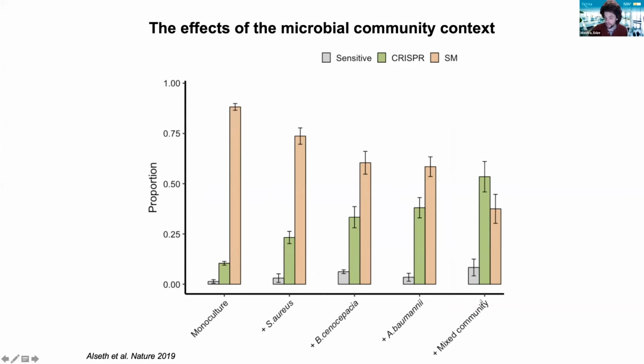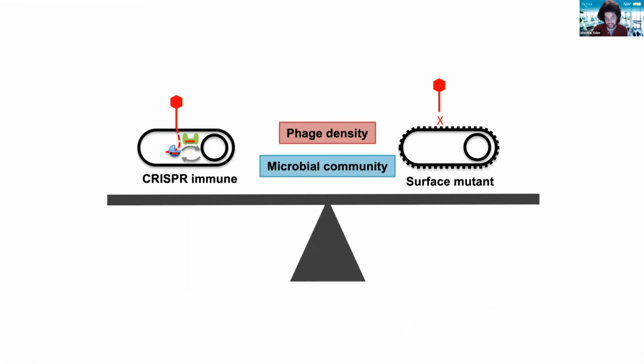And if we run an experiment where we mix all those species together, we find that Pseudomonas aeruginosa predominantly evolves CRISPR immunity under those resource-rich conditions. Okay, so what this means is that we identify two important factors here, so phage density and the microbial community composition, that determine which type of defense bacteria will evolve.